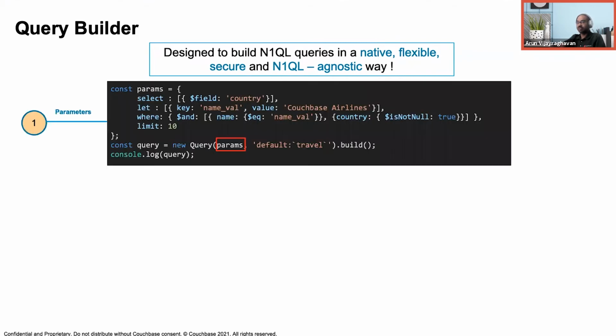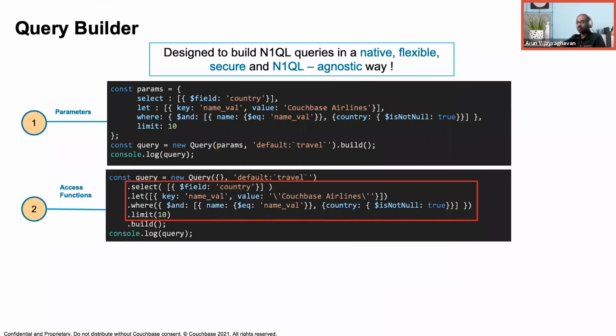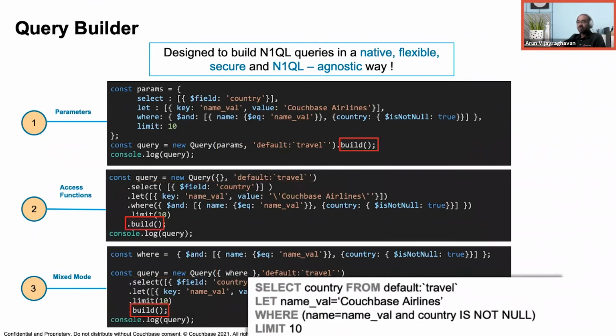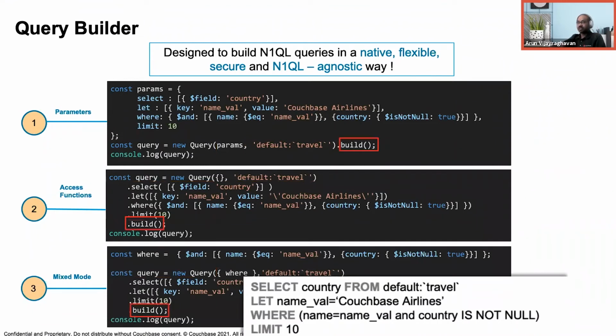Using parameters, here you define the parameters and pass them in. Using access functions, in this case, you don't pass in any parameters. Instead, you use access functions like select, let, where, limit, etc. Mixed mode lets you choose the parameter way or the access functions way, or even both. Finally, calling the build method generates an NQL statement. Whichever way you choose to build NQL queries, the result is always going to be the same. Coming from a JavaScript background, we believe that this will make development and learning NQL easier and faster. And of course, this gives you agility.